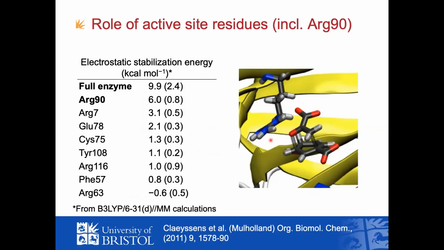Okay, so again, this was also done at the B3LYP level already a while ago, and the same approach was then done to look at a bunch of other residues around the active site as well. And again, that indicates that arginine 90 is doing the bulk of the work. So this is the type of thing that we can do here.